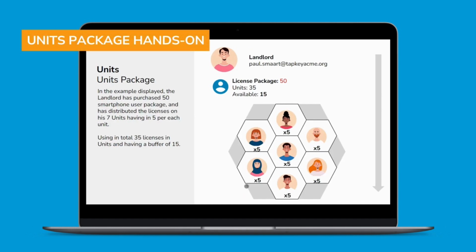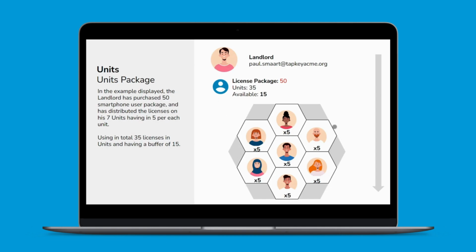Okay, so the license package, let's go deeper into this specific example. In this case, we have a full unit that contains 7 tenants, and the landlord has 50 licenses available. When creating all of the units, the landlord decided to assign 5 licenses to each one of the units. So each one of the tenants is going to have 5 smartphone users available for assigning access in their own locks.